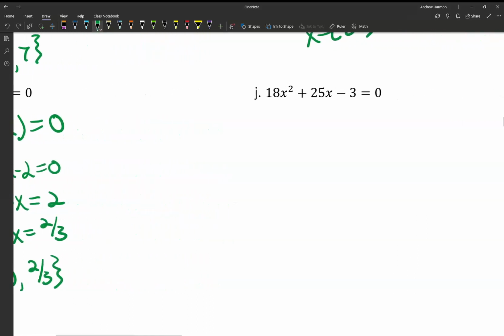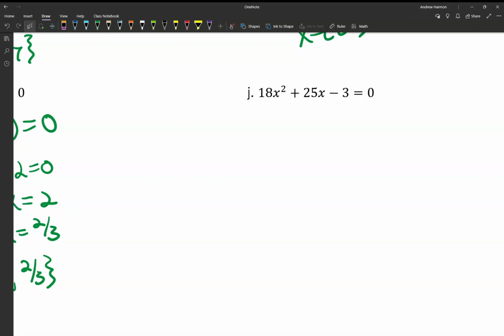And then finally our last one here. And this one looks like there should be a GCF, but 18, 25, and 3 do not have a greatest common factor. So because my a value is greater than 1, this is going to be a slide and divide product. So we start out with a sum and product.